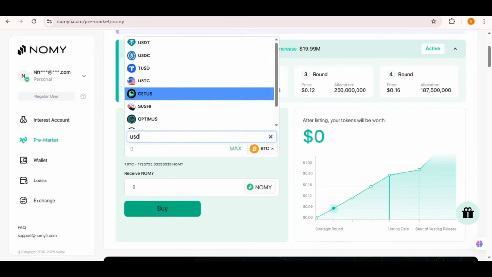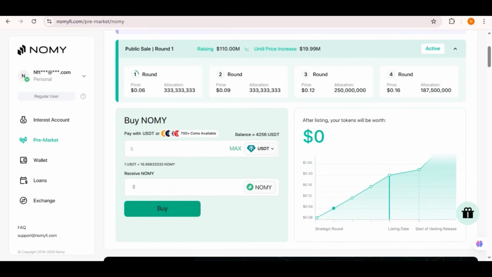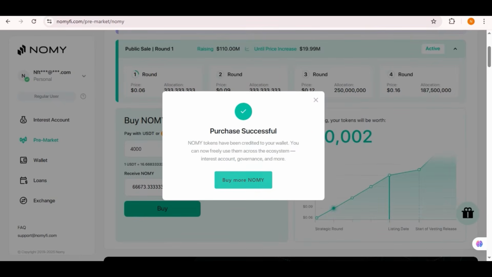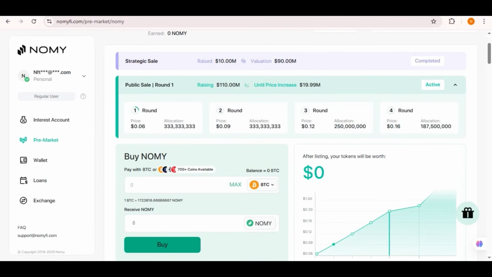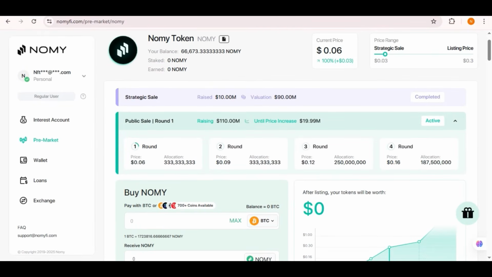Alright, I'm about to make a live purchase. I'm logging into my NOMI account. I'm going to buy around $4,000 worth of NOMI tokens right now. And there we go. Transaction complete. I'm officially on board, supporting the project, following it closely, and now personally holding NOMI. I really believe in the fundamentals of this project.